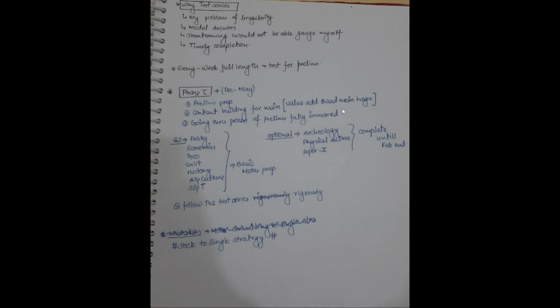And we will do value add later, in the second phase, after prelims. So you have to fully immerse yourself into prelims preparation, so that you are into the process and you know what it takes to be in the process. You have to do your test series very regularly and with the same kind of energy. So I would be completing all these GS topics. Then in optional, I would be completing archaeology, physical anthro and paper 2. This has to be done holistically. That means you have to memorize these well. And if you don't, again the same everything will repeat itself, and you will be out. Therefore, stick to the single strategy.